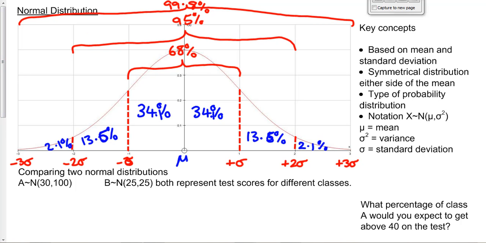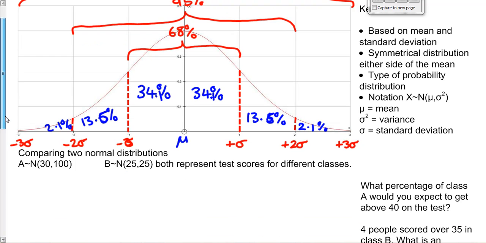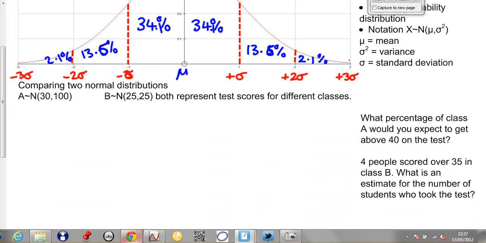So I'm going to take 2 tests where they've got a mean of 30 and a mean of 25, and for this notation the variance is put in, which is the standard deviation squared. So if the variance is 100, that means that the standard deviation is 10 for this one and 5 for this one. So we've got a mean of 30 and a standard deviation of 10, and a mean of 25 and a standard deviation of 5. And we've got a couple of questions we're going to try and have a look at. But before we do that, we just want to have a look at what these distributions look like.